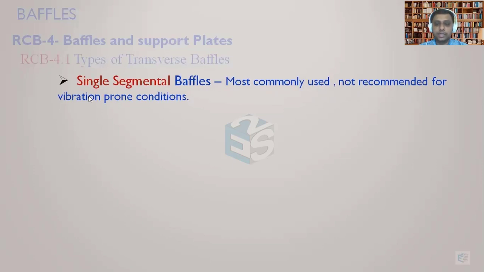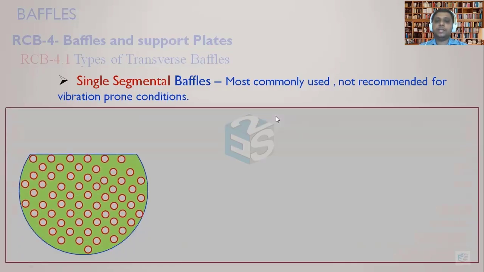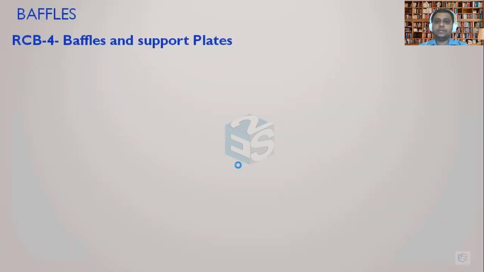So what do you mean by single segmental baffle? It means only one segment has been removed. The most commonly used type is single segmental, but it is not recommended for vibration-prone conditions. These single segmental baffles are not commonly used wherever there is a high vibration possibility. Why so? Because there is only one cut, and let's say there are tubes over here also, right? And those will be supported only by the next baffle.